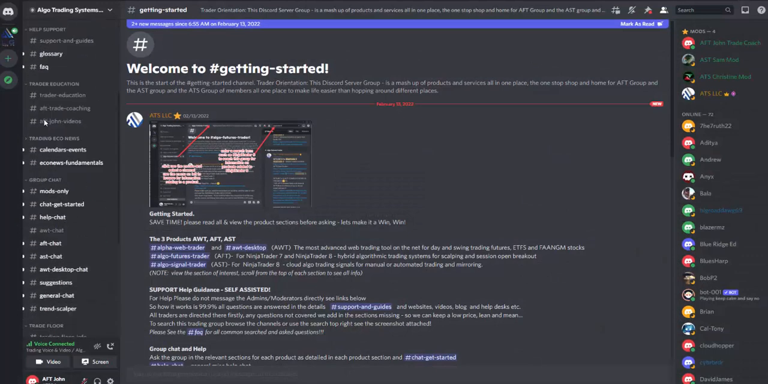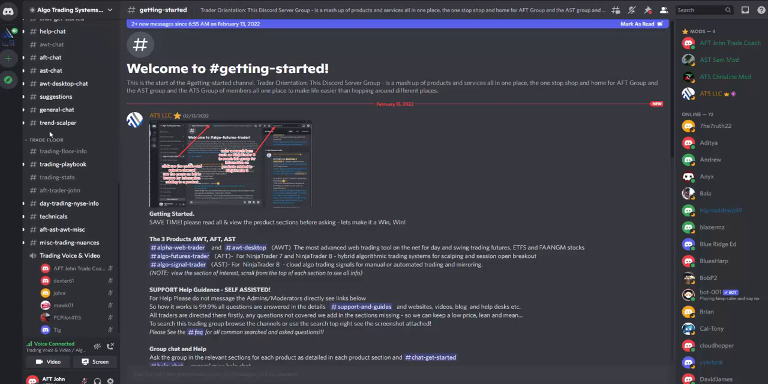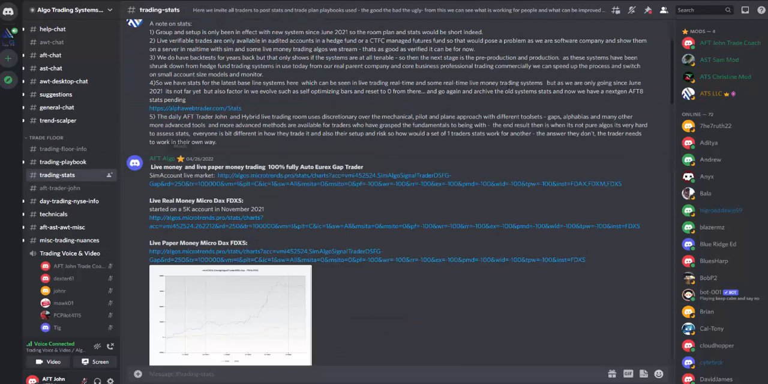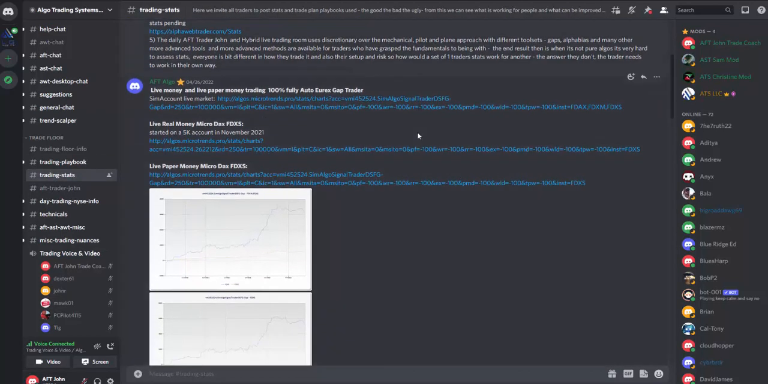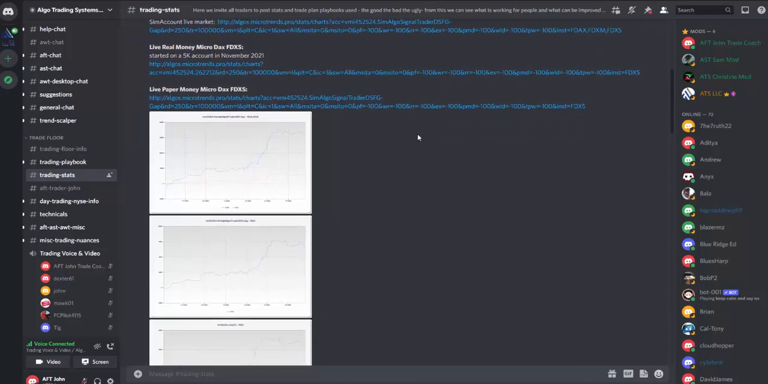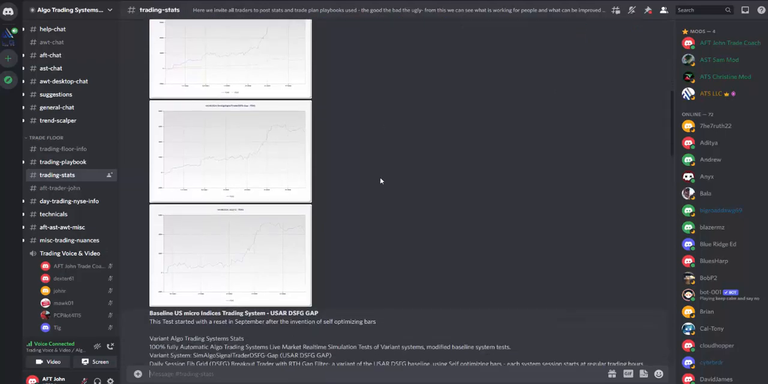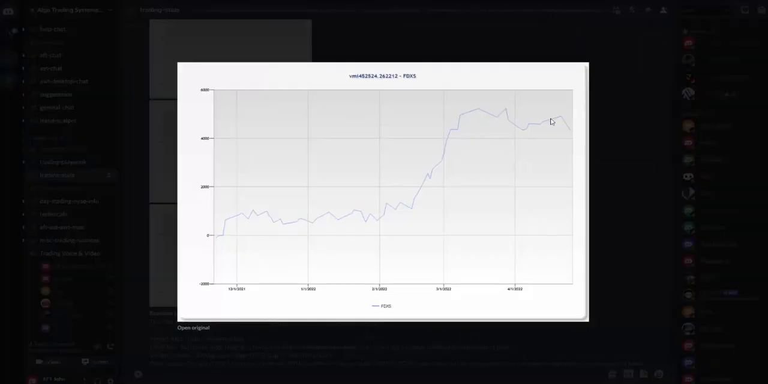If you scroll down in our Discord server here, down to the trade floor here, one of the links here is trading stats, and if you click on that, this is updated periodically, and we'll keep stats so you can see these numbers. But what you can do with these, so here's like the DAX. This is a live real money account equity curve of the DAX.